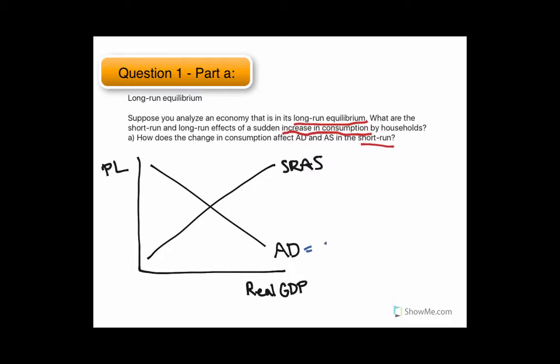So if you recall, aggregate demand is equal to these four components of GDP: consumption plus investment spending plus government spending plus net exports. And it tells us that there's an increase in consumption by households. So because of this increase, we know that aggregate demand will shift to the right. And nothing is happening here to resource prices or wages or technology. So there is no shift for short-run aggregate supply. Okay, so that's our scenario in the short run.